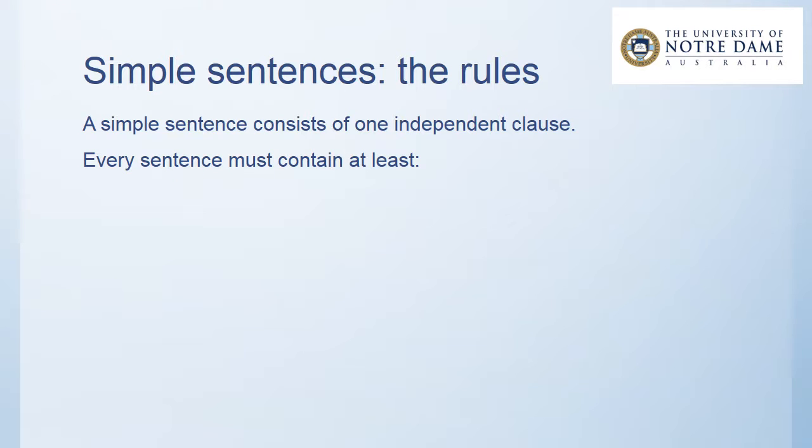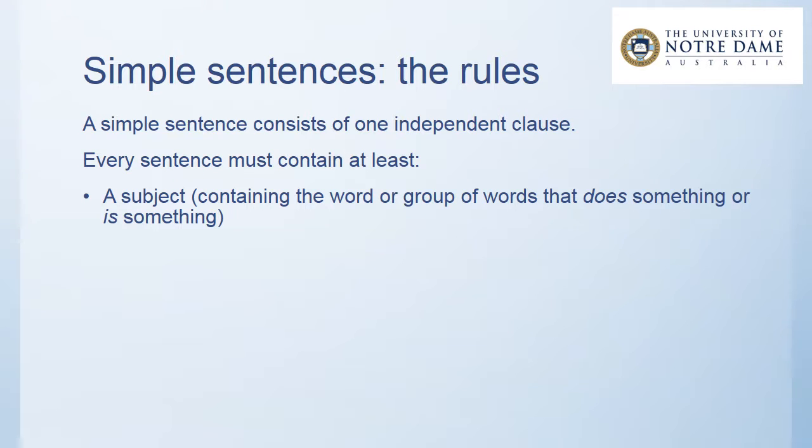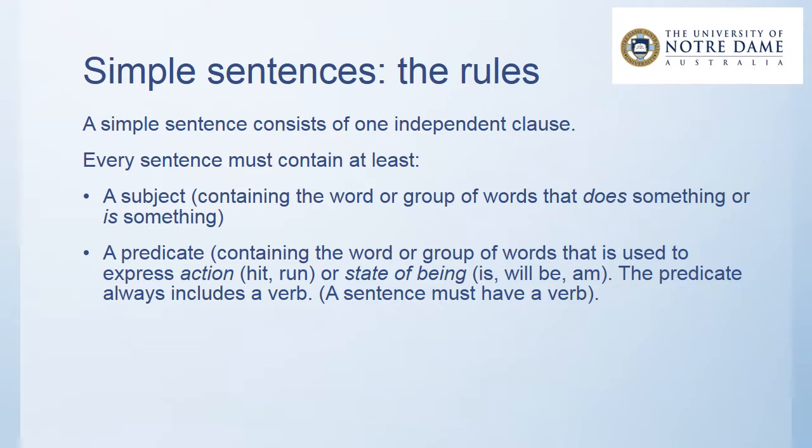Every sentence must contain at least a subject and a predicate. A subject is the word or the group of words that does something or is something. A predicate is the word or group of words that is used to express action, for example, hit or run, or a state of being, for example, is, will be, am. The predicate always includes a verb. A sentence must have a verb.